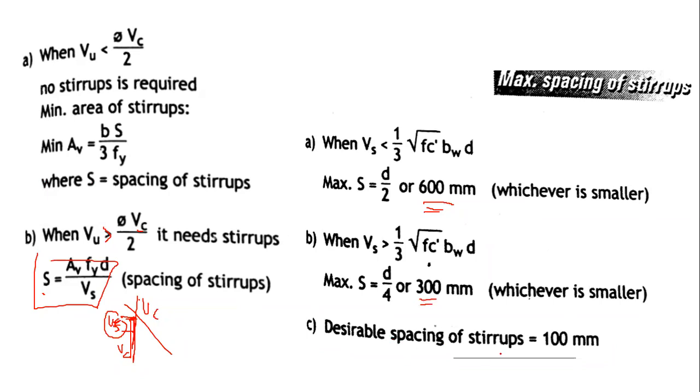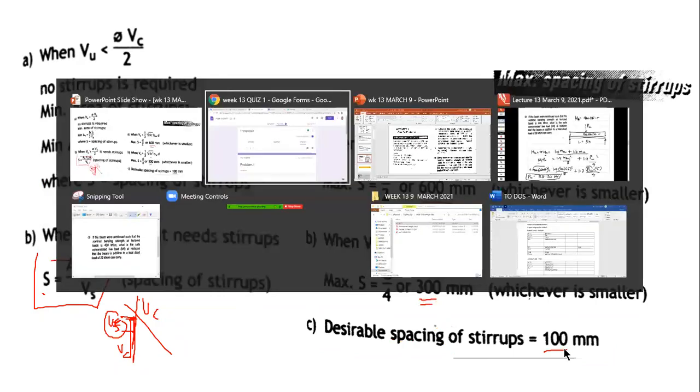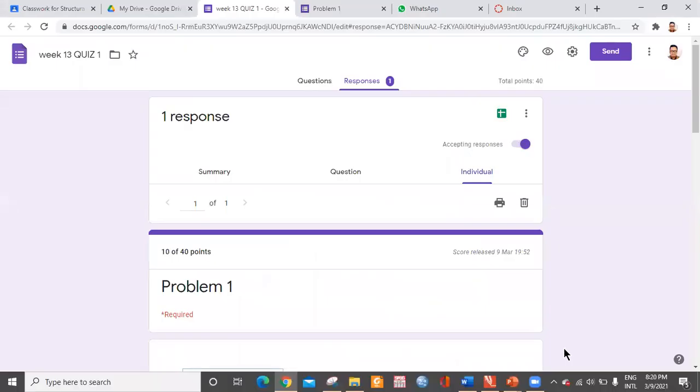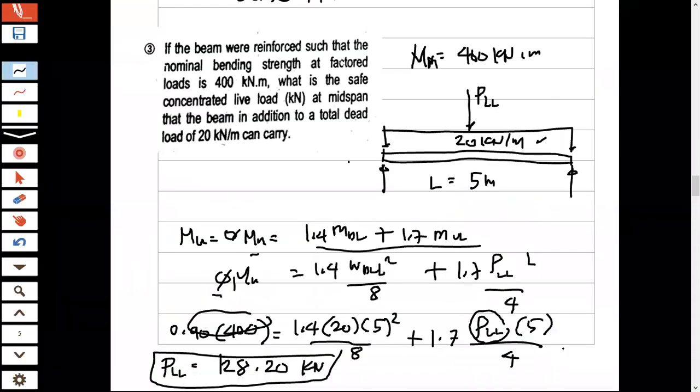Desirable spacing of stirrups is 100. Desirable. Ibig sabihin, safe na safe ka na yan. Pero kung sariling bahay nyo, mag-compute kayo kasi para hindi magastos sa reinforcement. Safe pang under-reinforced kumpara sa over-reinforced. Okay, so let's try our problem.